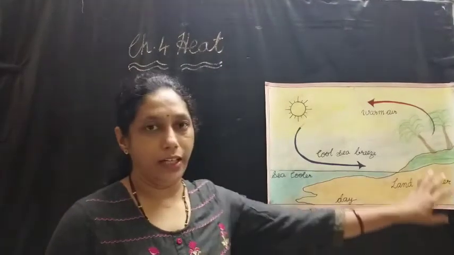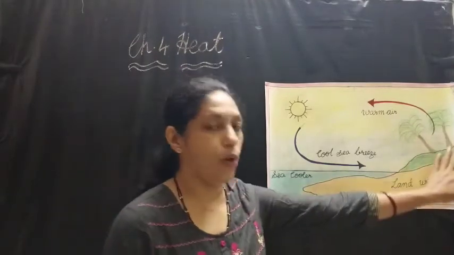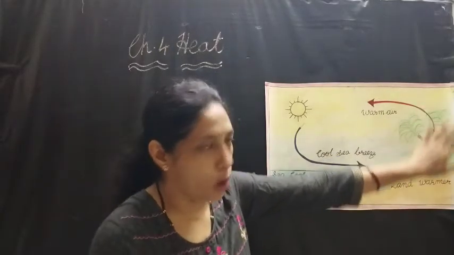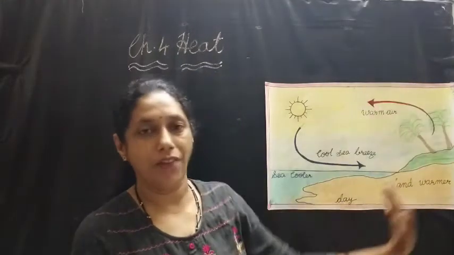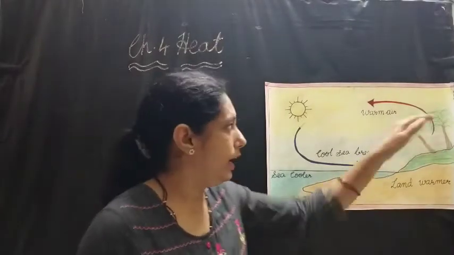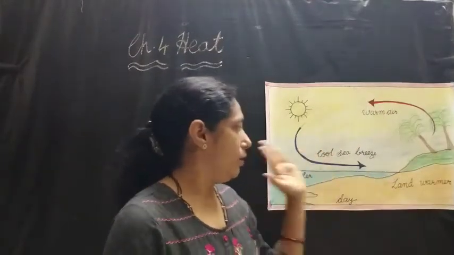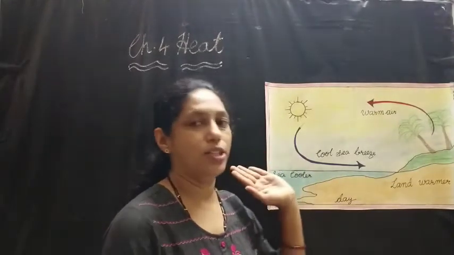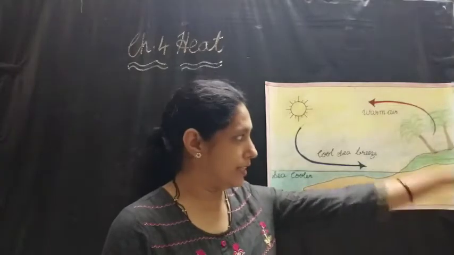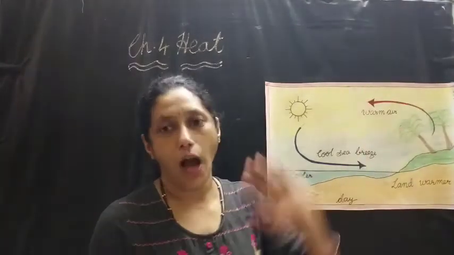Now what happens during the daytime in the coastal areas? The land becomes hot and the air surrounding the land becomes hot, and this warm air rises up. Air has the tendency that when it becomes hot, it rises up. So what happens? The cooler air from the sea rushes towards the land to take the place of the air which has gone up.